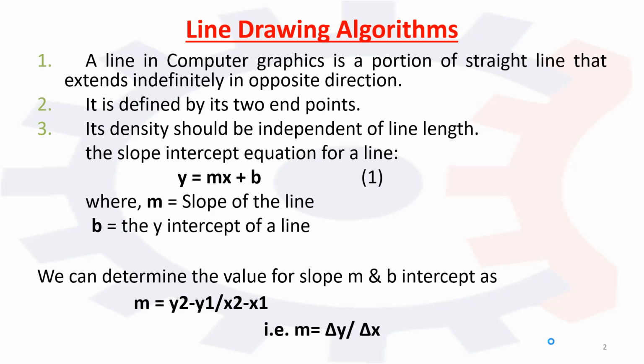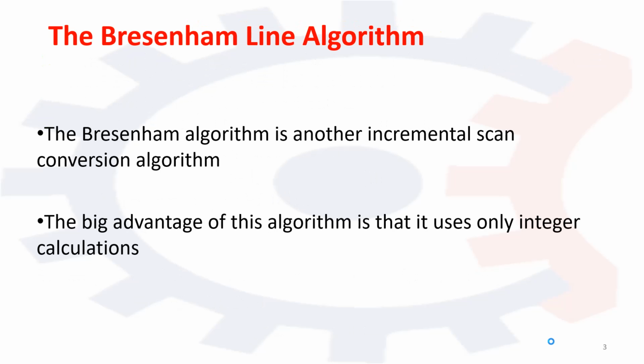So we have the equation of a line, that is y is equal to mx plus b, where m is the slope of the line and b is the y-intercept of the line. So what is the slope of the line? m is equal to y2 minus y1 upon x2 minus x1. That is, the difference y2 minus y1 divided by x2 minus x1 is the slope of the line. Then what is the Bresenham algorithm?